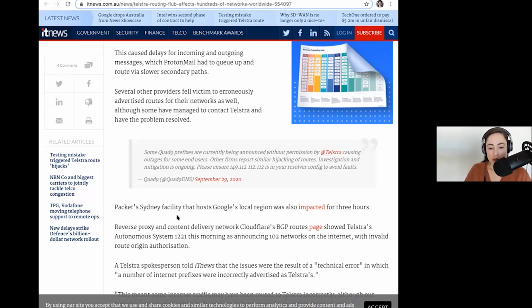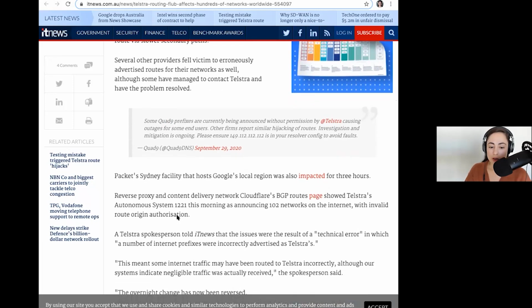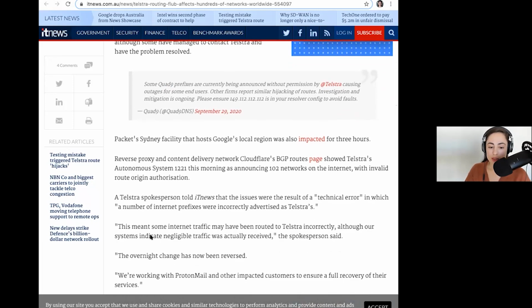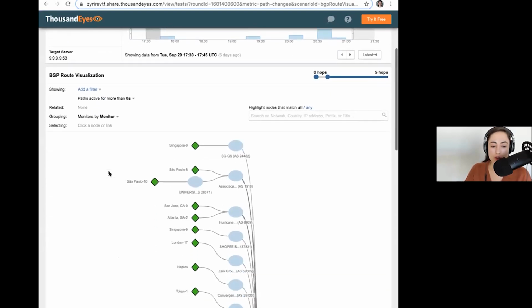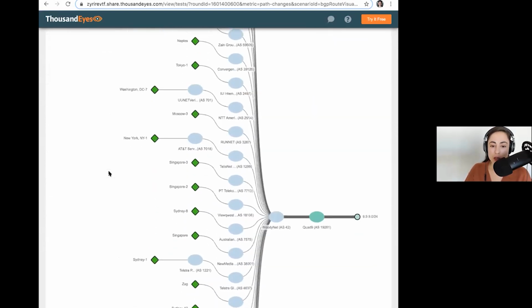Now, Telstra did say that they didn't see a lot of traffic being routed to them as a result of that. So they said that their systems indicated that negligible traffic was actually received. I mean, negligible is sort of a matter of perspective. Telstra is a very large service provider, and if you were a customer of Proton Mail or Quad9, you may have felt very differently about it.